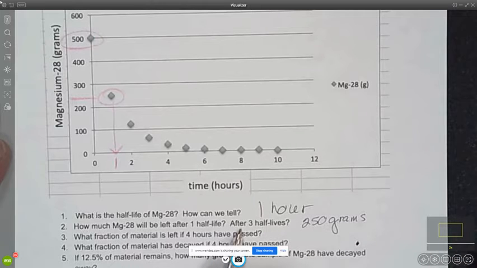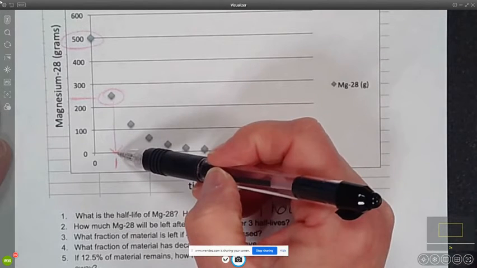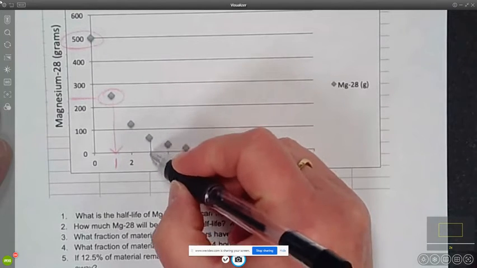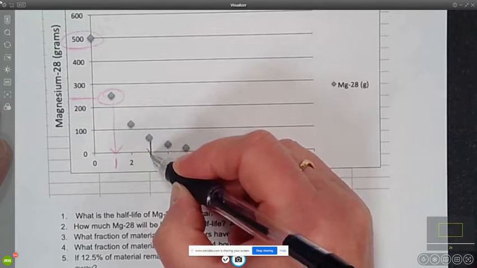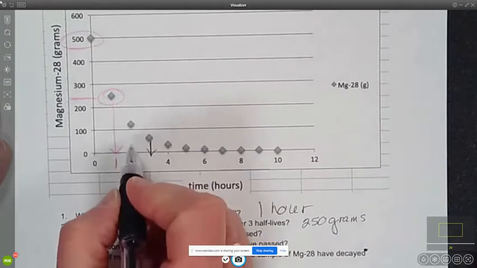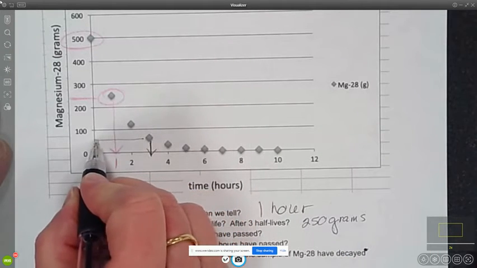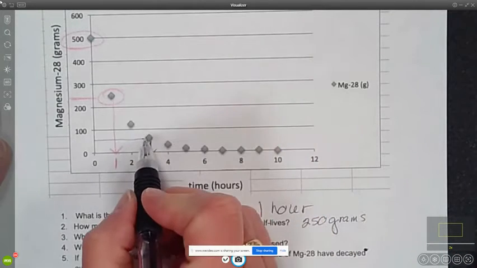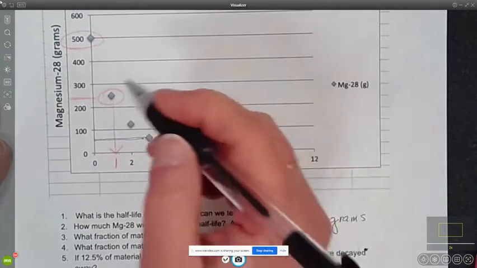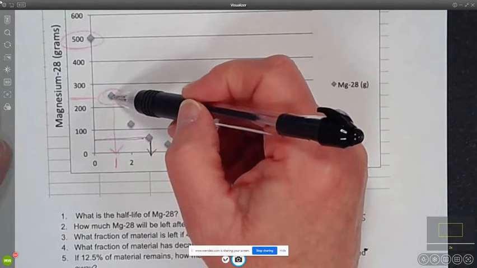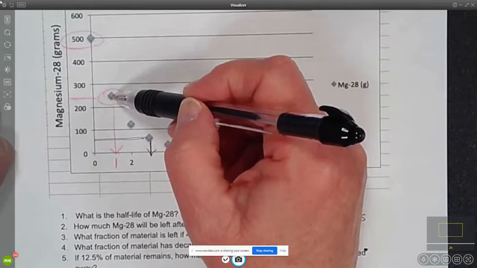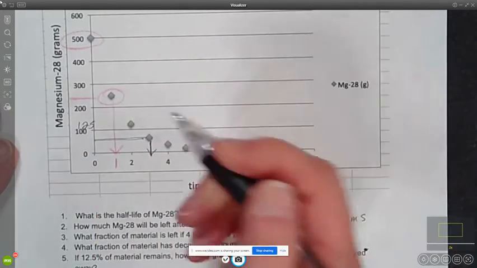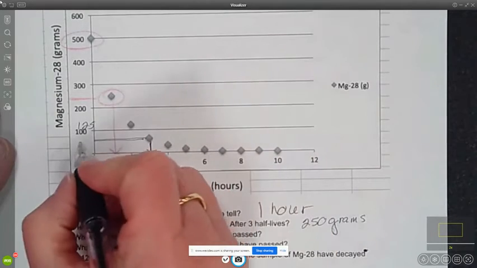How much would be after 3 half-lives? Well, this is 1 half-life. We've decided is 1 year. So after 3 years, that's 3 half-lives right here. So how much of that would be left? I trace it back over here, and it should be 50. Well, close to 50. Maybe about 75. So we could do half of the 250 is the 125. Half of 125 is 62.5.